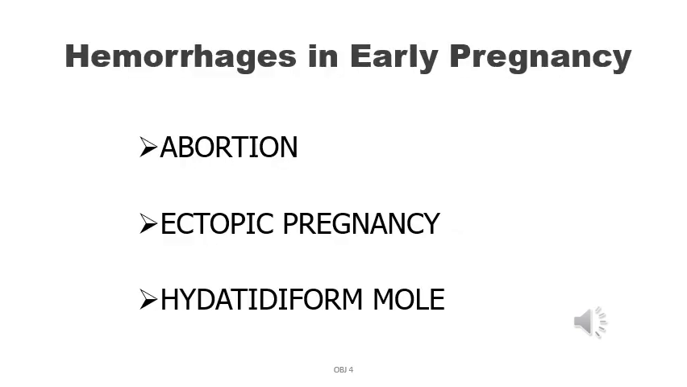Next, we're going to talk about hemorrhages in early pregnancy. We're going to talk about abortion, whether SAB or TAB, ectopic pregnancies, and hydatidiform moles. These are the 3 most common causes of hemorrhage and potential pregnancy loss in the first half of pregnancy.